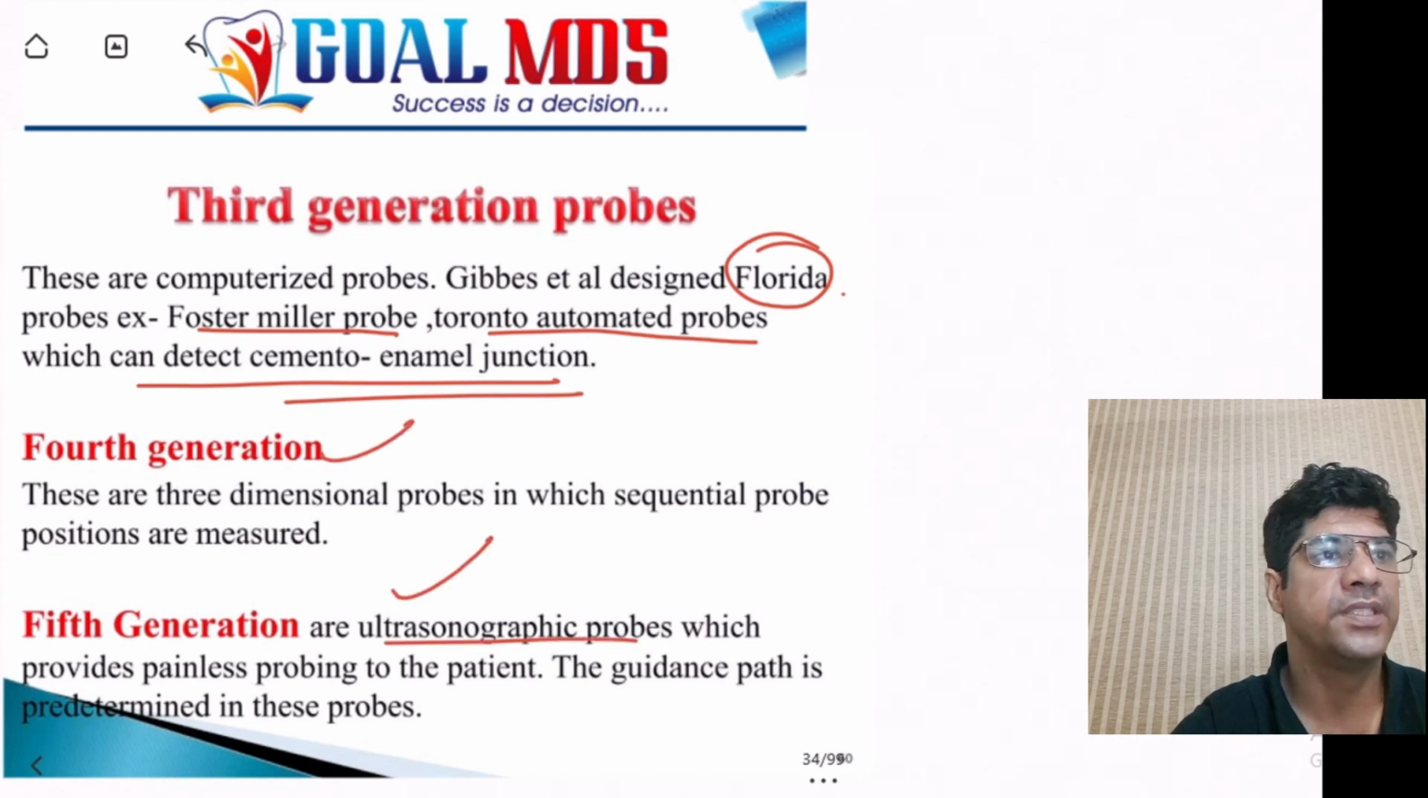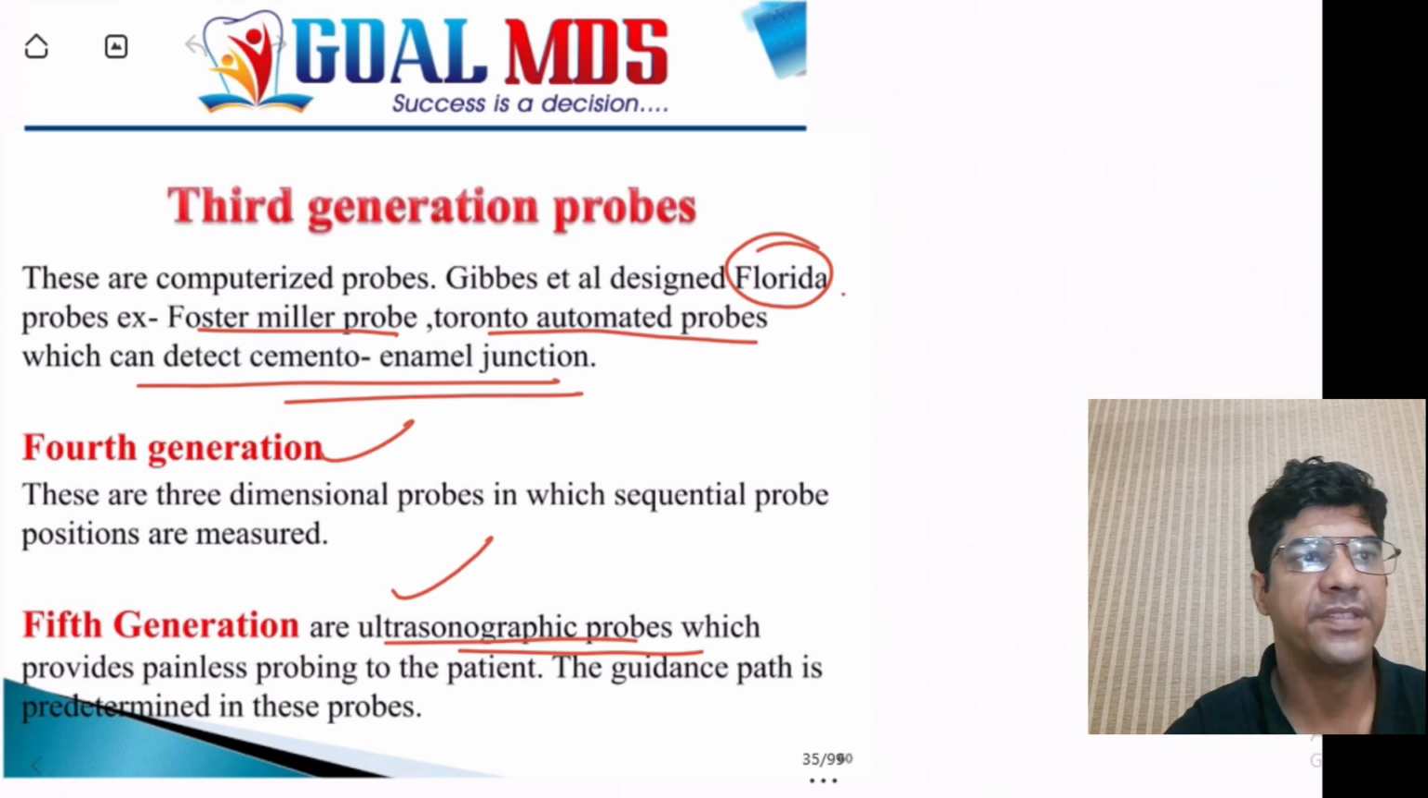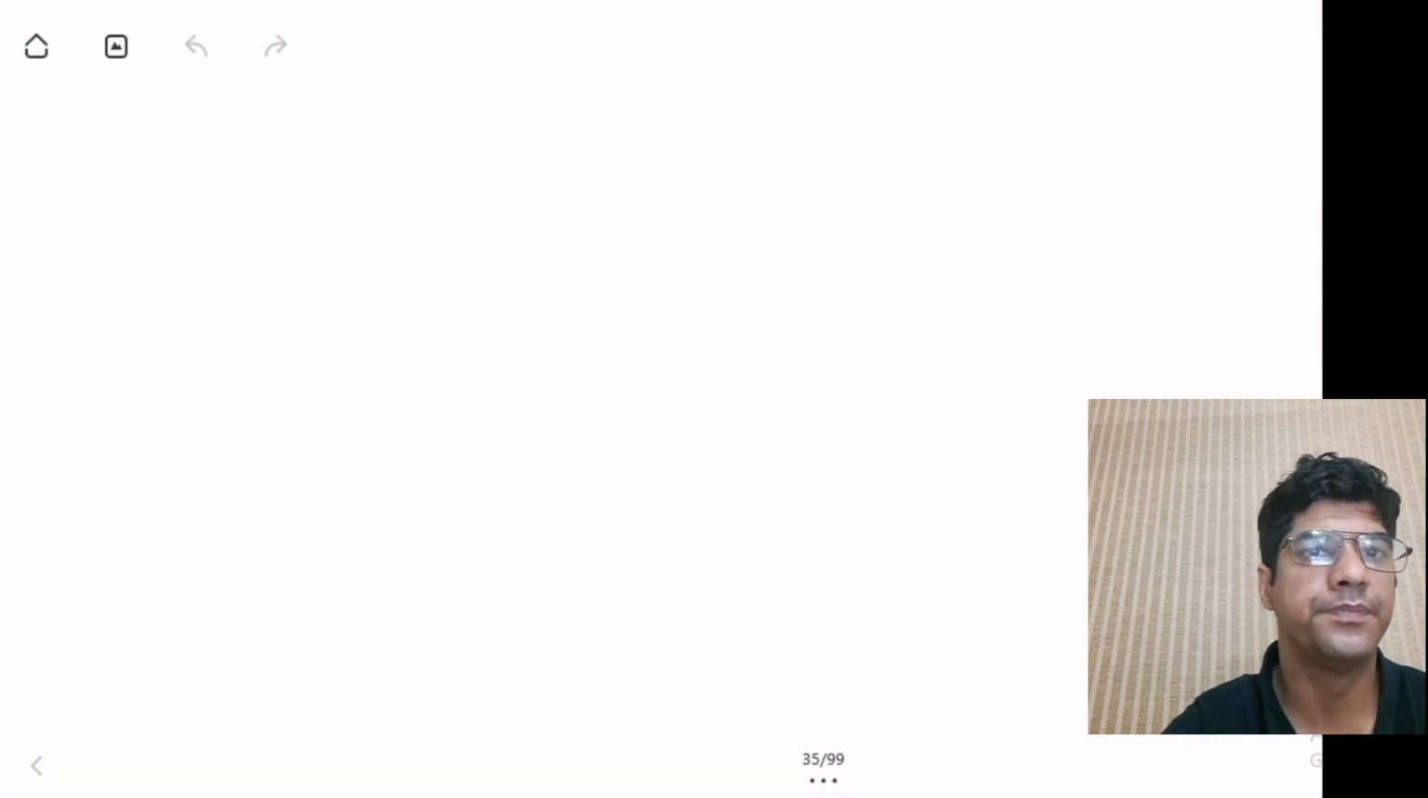The other are the fourth generation and the fifth generation. The fifth generation are ultrasonographic probes that provide painless probing to the patient.